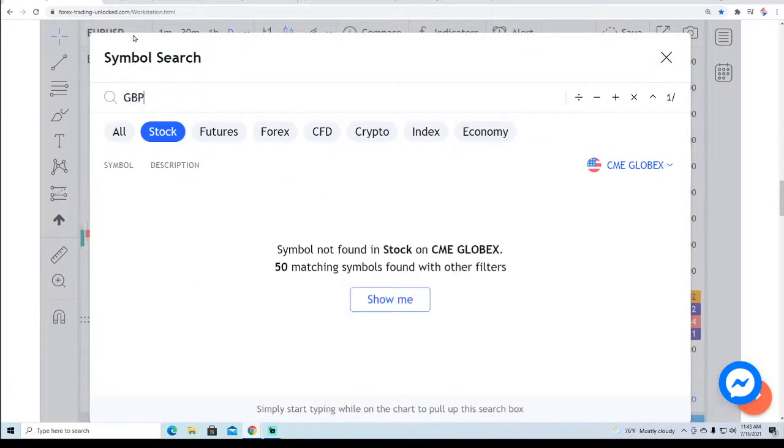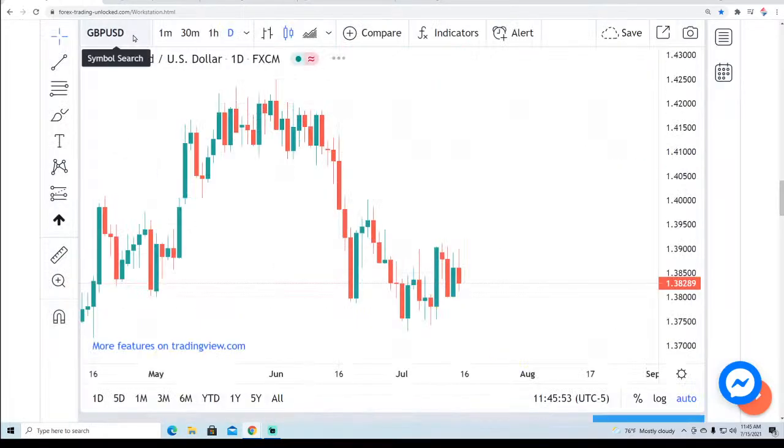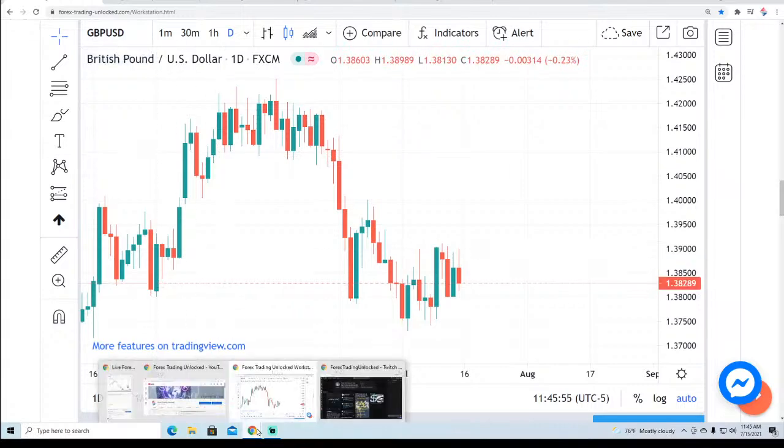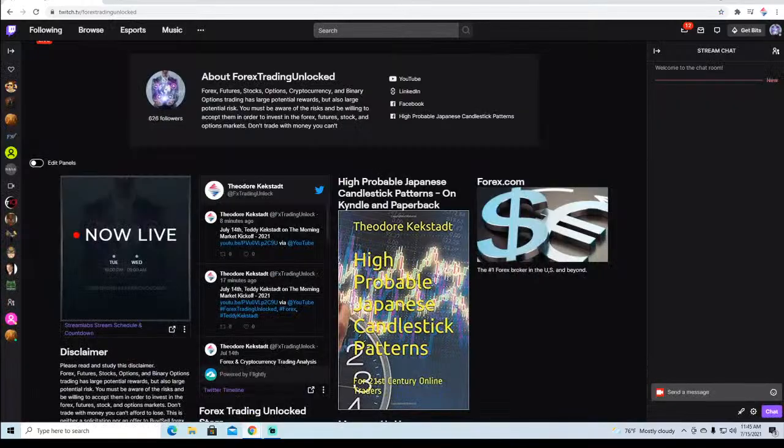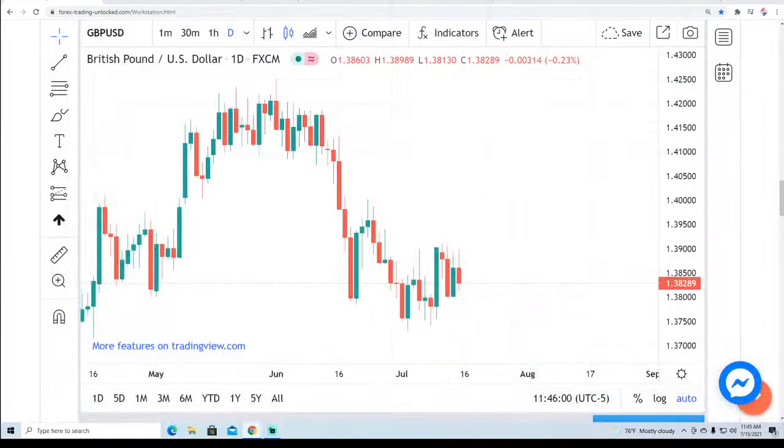Now let's go to the British pound US dollar. I want to pull this one. I got to pull this over to another screen. Sorry, folks. Just had to get that out of the way so that we could share this on Twitter.